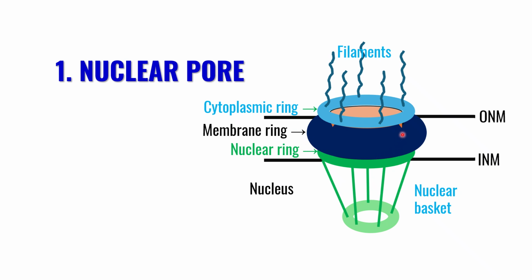component of the channel. This forms the channel made up of several different types of proteins. The interior of the channel is lined with special proteins. They are known as FG repeat proteins. FG here is phenylalanine glycine repeat. These proteins create a selective barrier to help the molecules to pass through this channel.